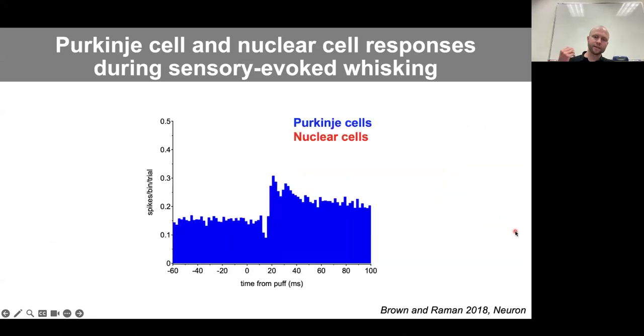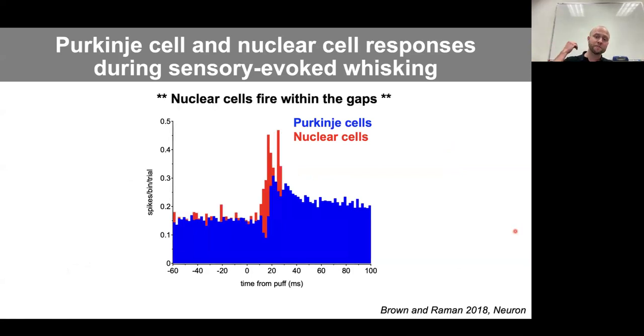When we overlay that nuclear cell response on top of the Purkinje cell PSTH, what we found is that the nuclear cells are actually firing within the gaps in Purkinje cell firing. So especially during this early 4-millisecond simple spike suppression, but also during this later oscillation that we saw in the PSTH of the Purkinje cells, which makes us think that this is also being transmitted to the cerebellar nuclei.